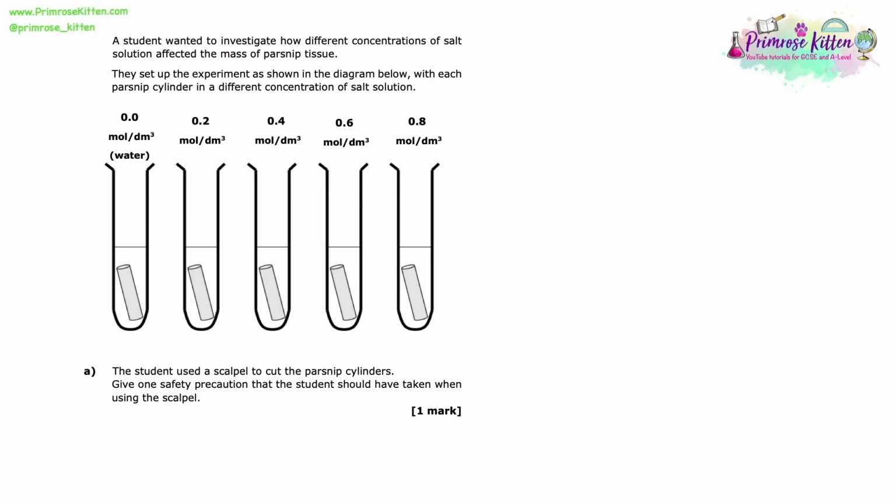A student wanted to investigate how different concentrations of salt solution affected the mass of parsnip tissue. They set up the experiment as shown in the diagram below, with each parsnip cylinder in a different concentration of salt solution. So before we even read the rest of the question, parsnip tissue is just plant tissue.